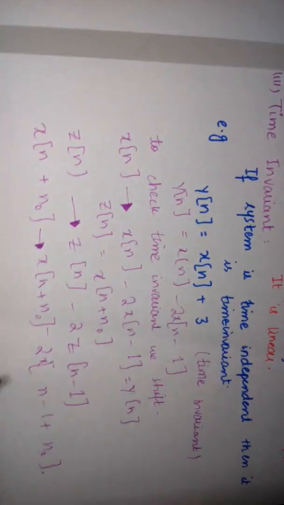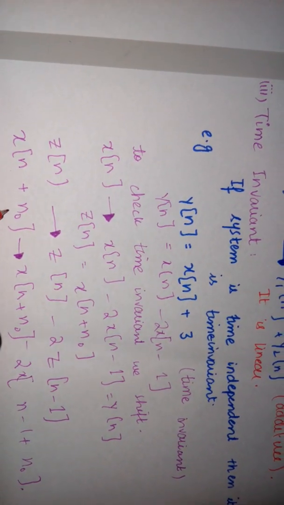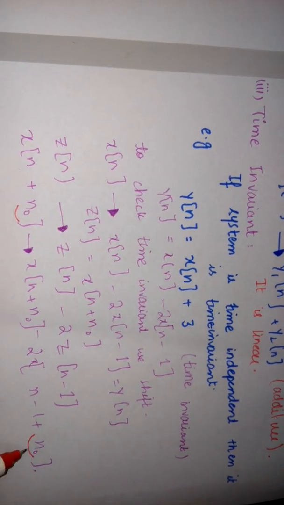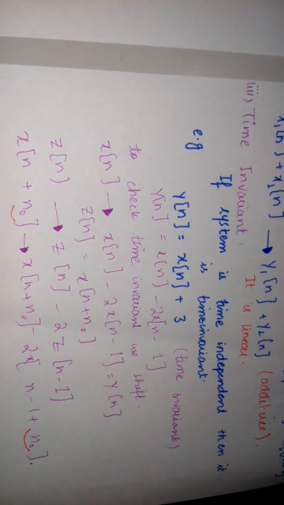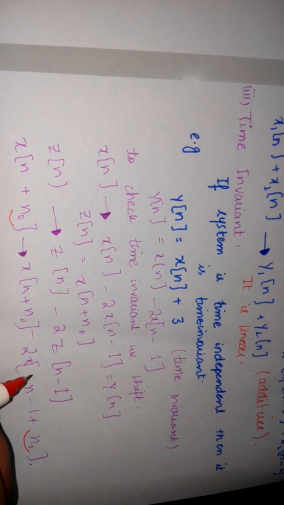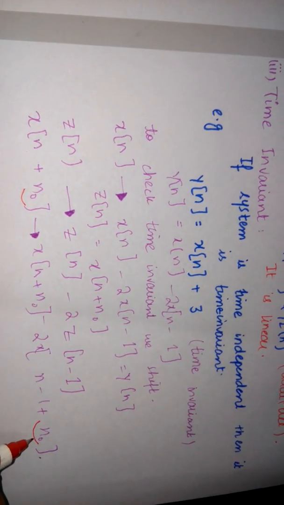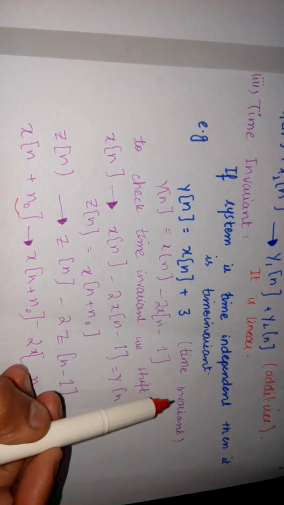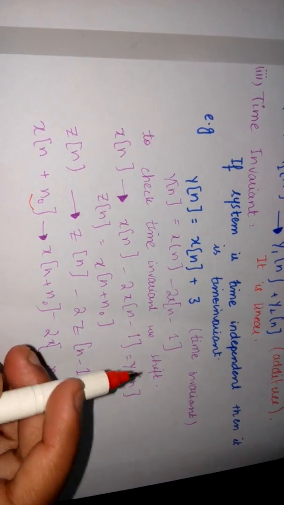Actually, here the shift in the input also gives the shift in the output. It means that it does not depend upon the time. If the shift in the input varies, then there is also a shift in the output. That is why this is an example of time invariance. This is all about lecture 3.